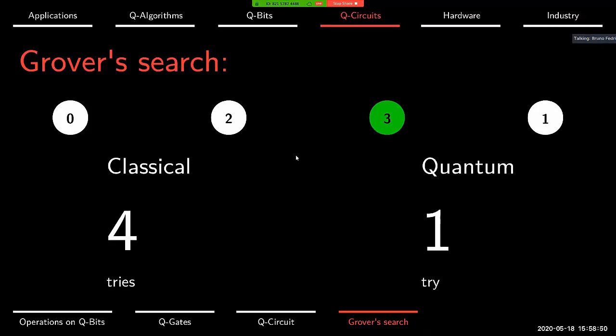So I will try to convince you that in the classical domain, you will have to request the database 4 times in the worst case scenario, on average 2, but in the worst case 4. But in the quantum domain, you will need only one try, only one request to the database to find the good solution.